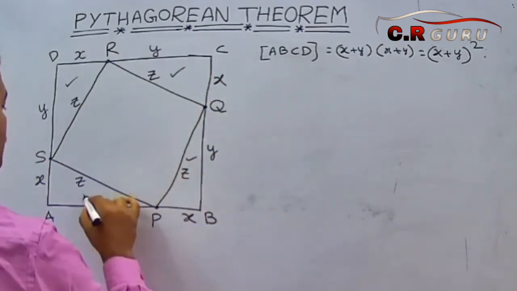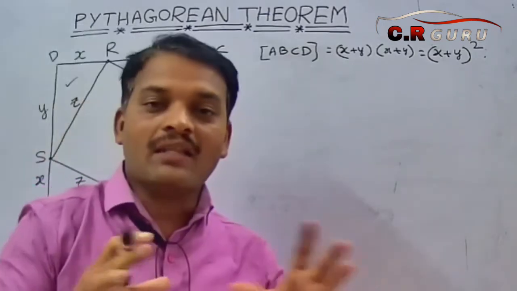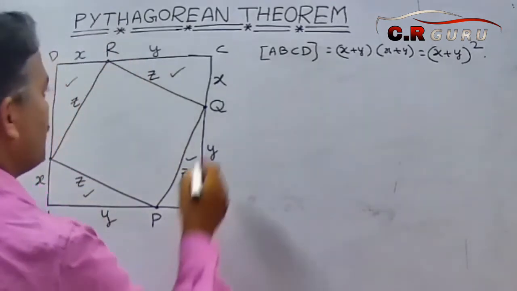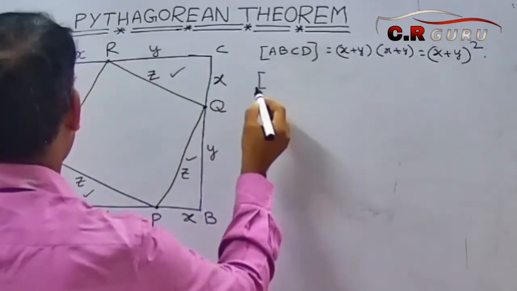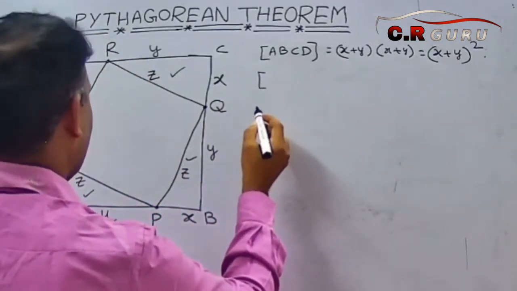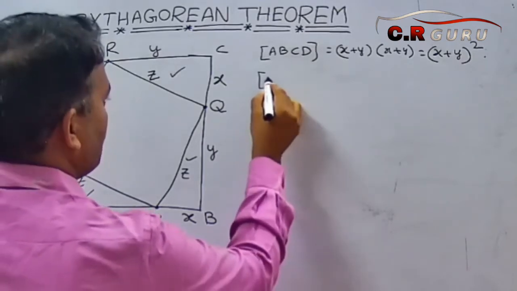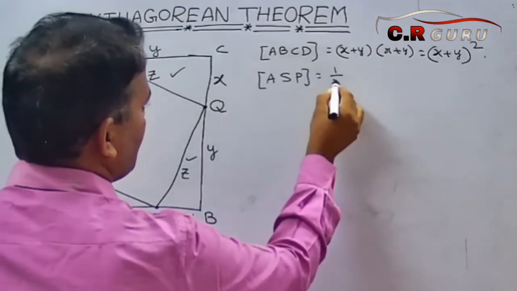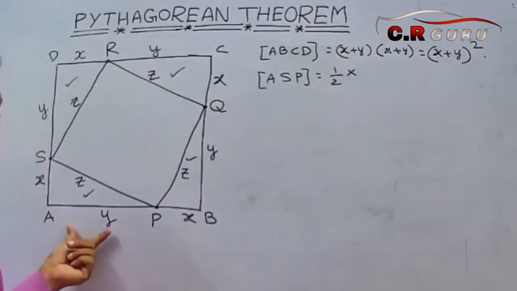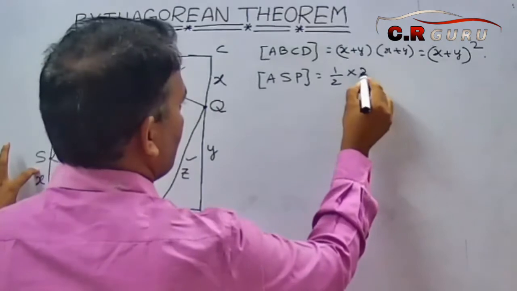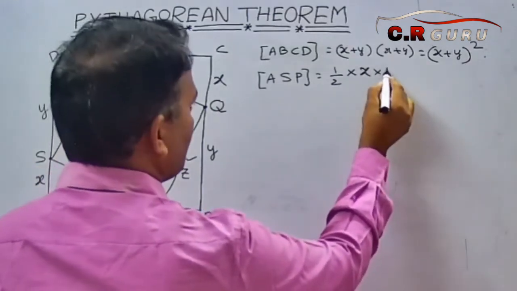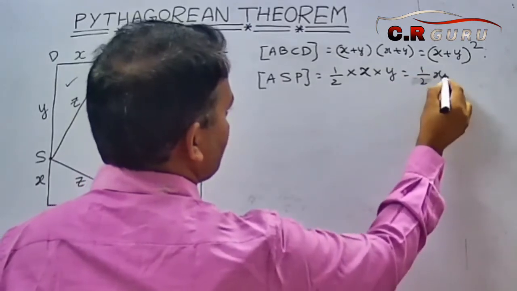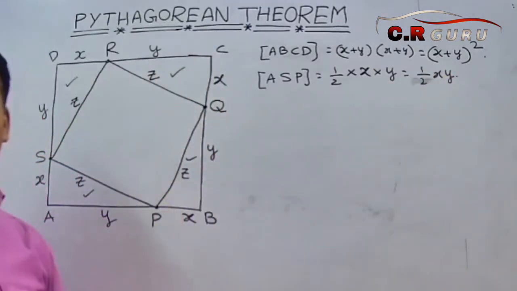Next, how many triangles are formed here? 1, 2, 3, 4 triangles are formed. All the four triangles are the same. First I consider one triangle, ASP, and I need its area. It is 1 by 2 into base, the base is x, into height, the height is y. So this is 1 by 2 into xy.